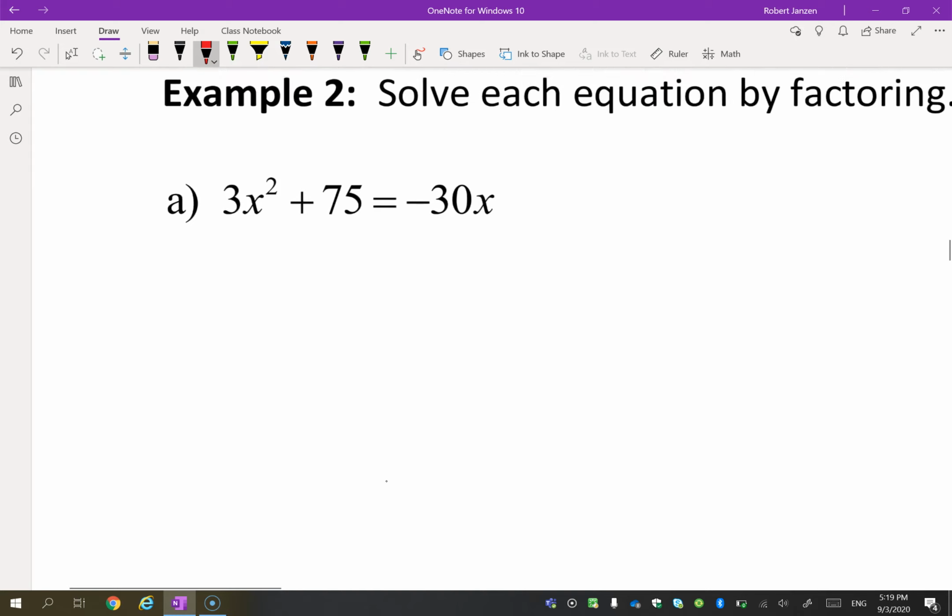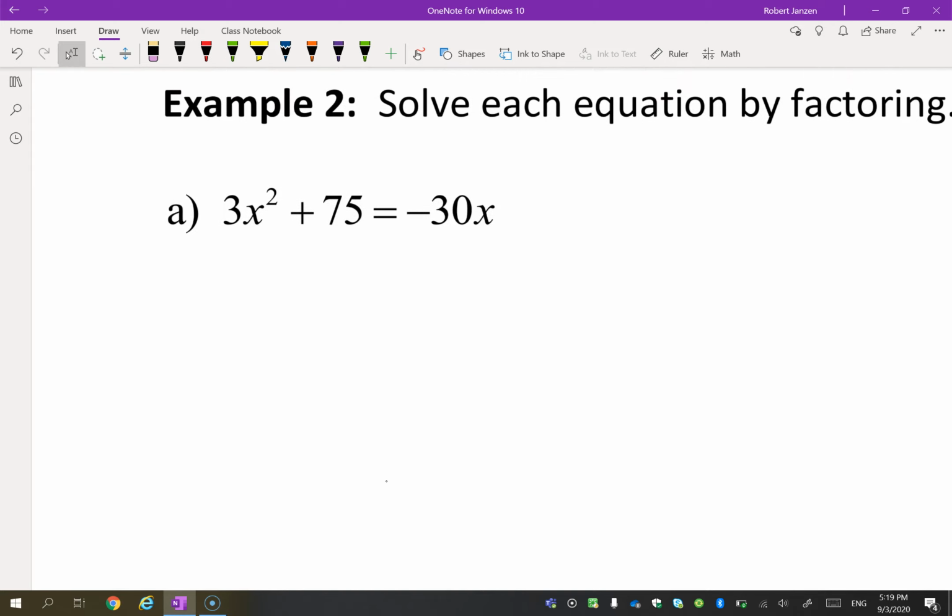Okay, let's try a few more. Again, we need to have 0 over here, so I'm going to move that 30x over.